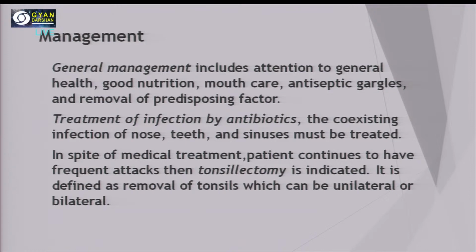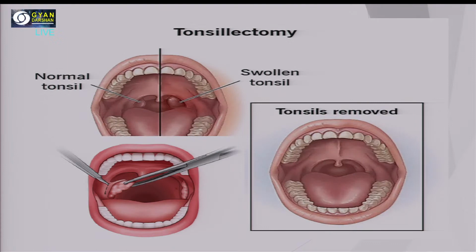In spite of medical treatment, if the patient continues to have frequent attacks, tonsillectomy can be done. So what happens in the tonsillectomy is that if there is a swollen tonsil, we can, under surgery, remove these tonsils. There is a recommendation for the tonsils to be removed from both sides because there are two tonsils, and they can be removed easily. It is a short procedure and the patient can go home the next day.